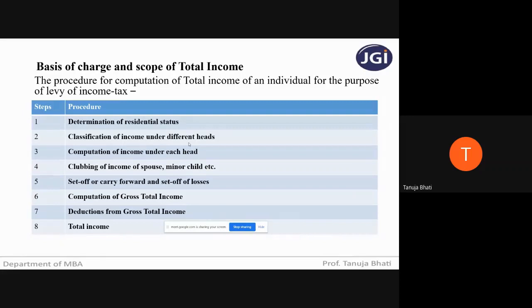So the government is saying that when you file income tax return and when you make payment of income tax, you have to properly classify that particular income under a particular head. The five heads of income are income from salary, income from house property, income from profits and gains from business or profession, income from capital gains, and income from other sources.